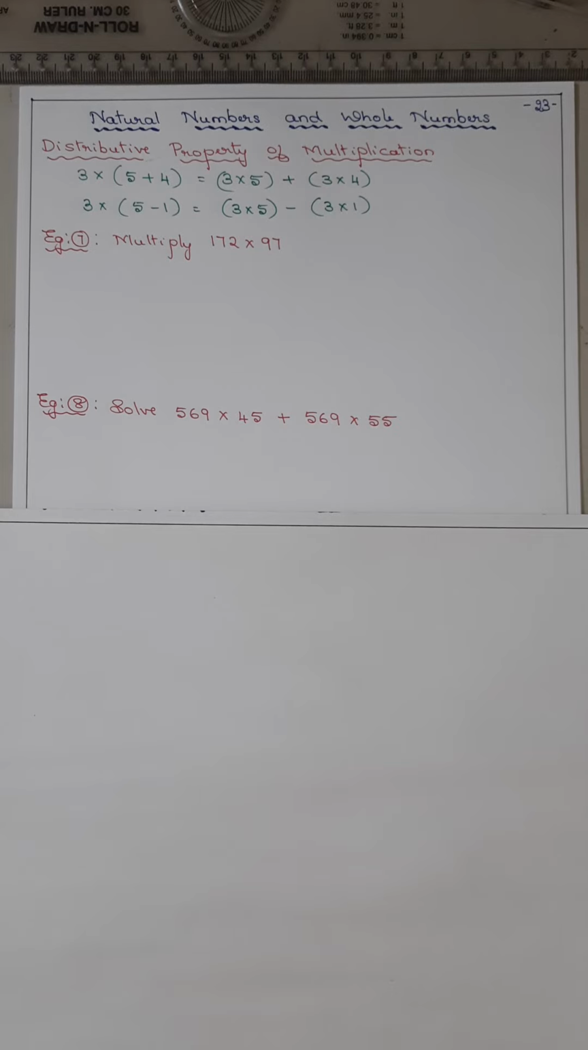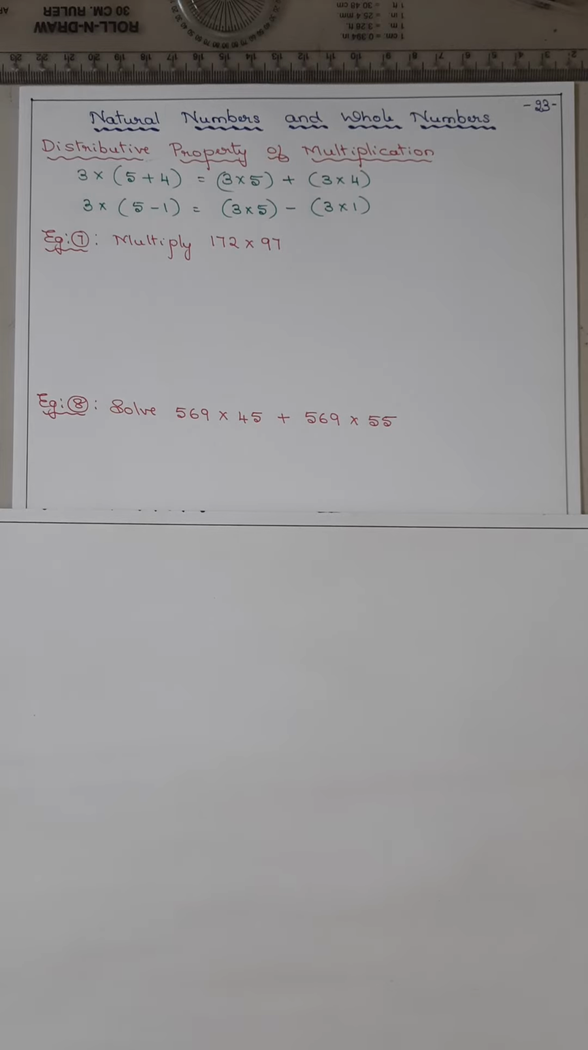We were discussing the lesson natural numbers and whole numbers, and we have understood the properties of multiplication. First, it is the commutative property, which means that if two numbers are multiplied in either order, the answer will be the same. Second was the associative property, that means more than two numbers, in any way you rearrange and multiply, the answer remains the same.